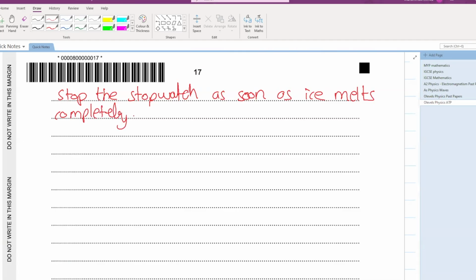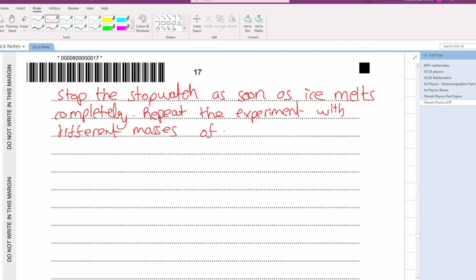Simple as that. What is a thing that you have to write always? This is a key statement that you write always. Repeat the experiment with different masses of ice. You always write about repeating the experiment. Perfect.